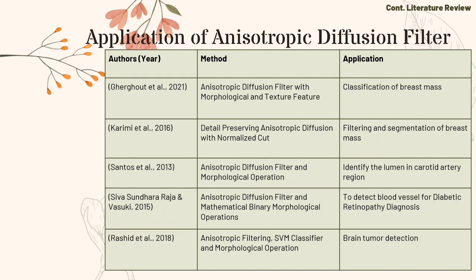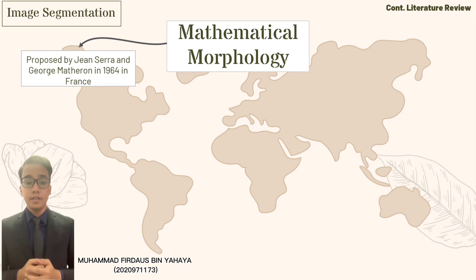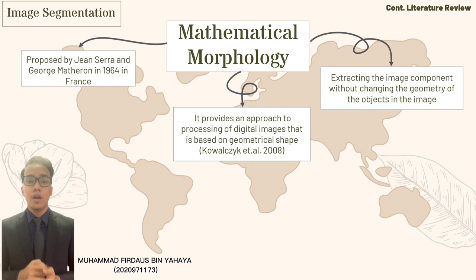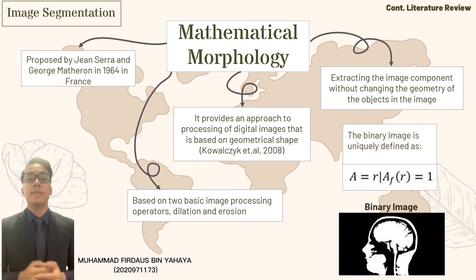Mathematical morphology is a set theory approach developed by Jean Serra and Georges Matheron in the year 1964 in France. It provides processing of digital images that is based on geometrical shape. It is a tool to investigate geometric structure in an image. It extracts the image component without changing the geometry of the object. Morphology is based on two basic image processing operators, which are dilation and erosion. This method produces a binary image that can be useful for representation and description within the object of interest. The binary image can be uniquely defined as the equation shows.